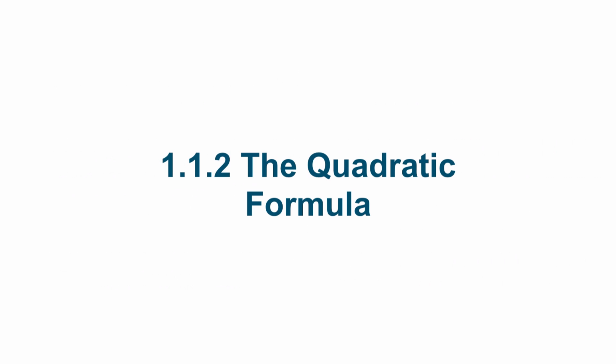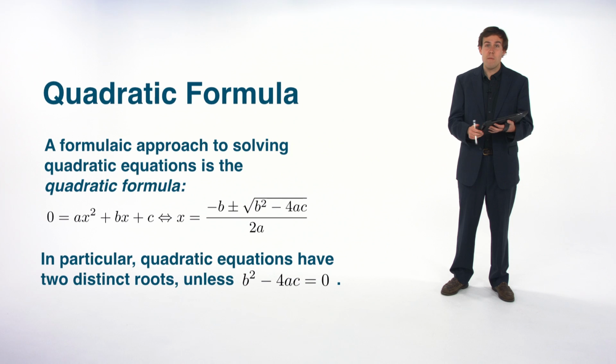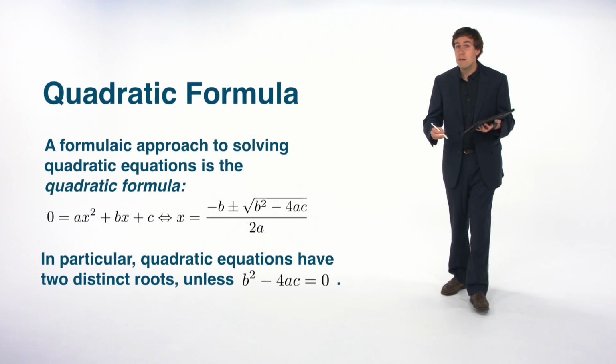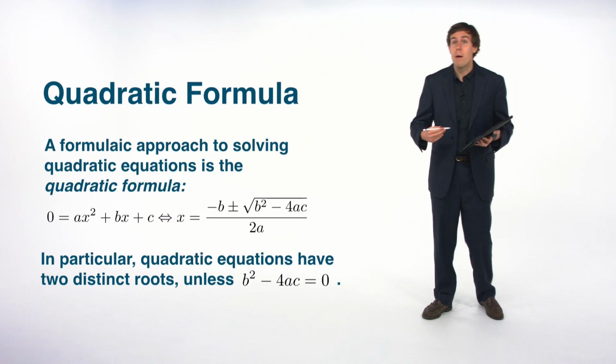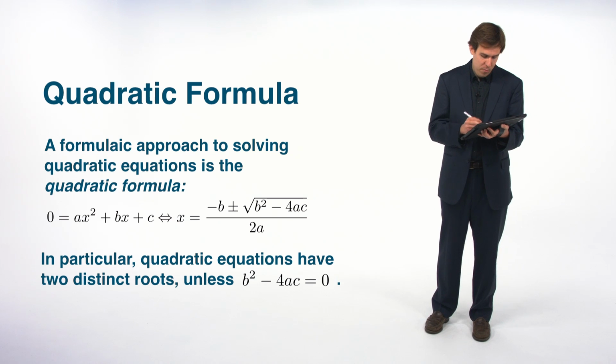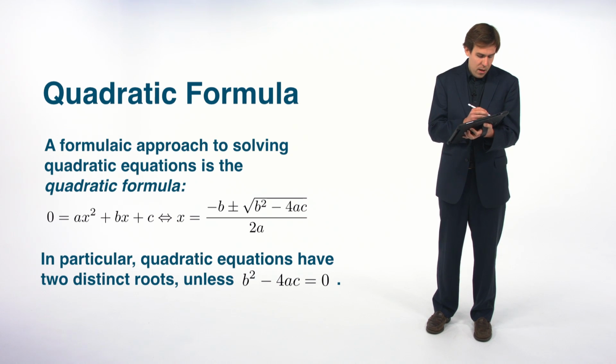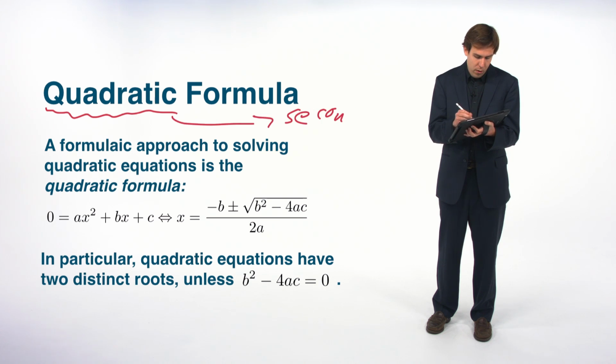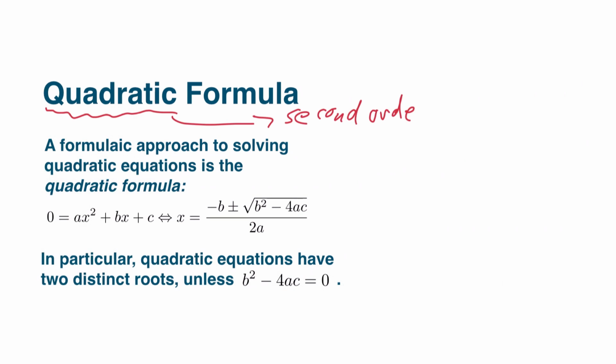We'll look now at a very famous mathematical formula. It's called the quadratic formula. So called because it gives us a way of solving quadratic polynomials or second-order polynomials. Right, so again, the quadratic here is referring to second-order polynomials.